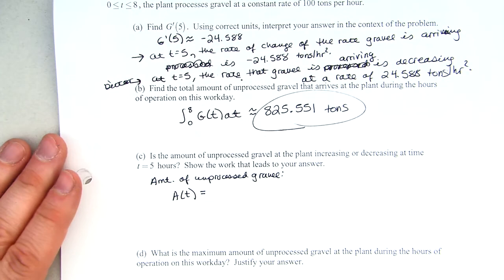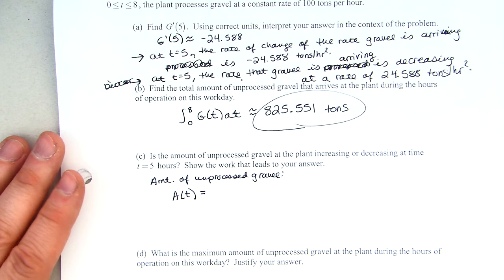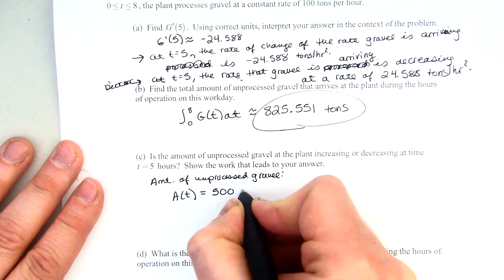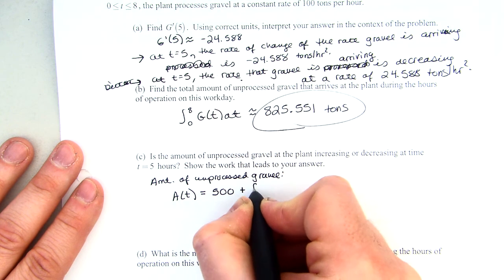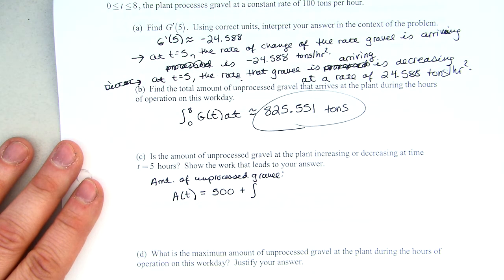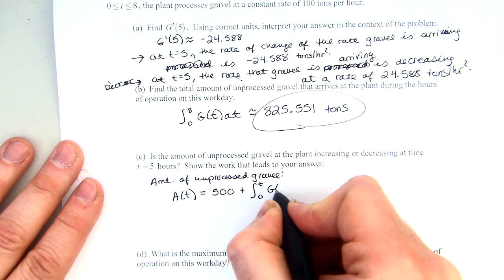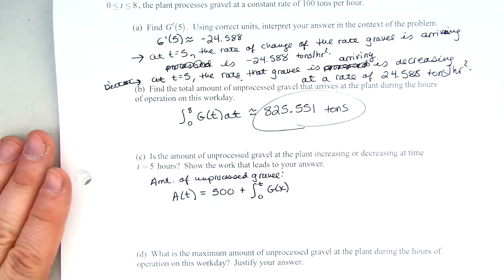Are you starting with any amount? Oh, okay. So I should include that over here, 500 plus the integral from 0 to t of g of x. I'm not ready for that.